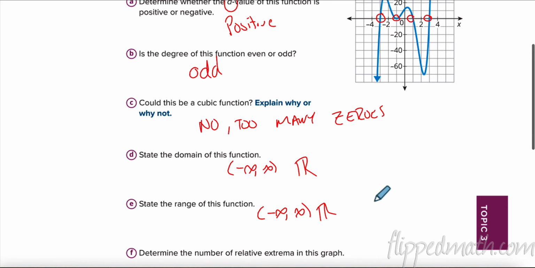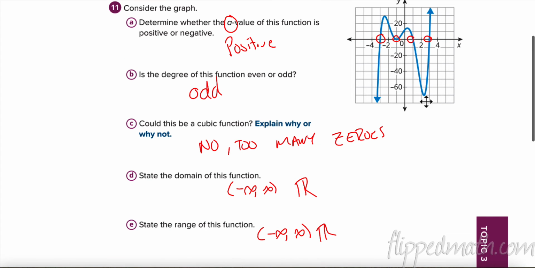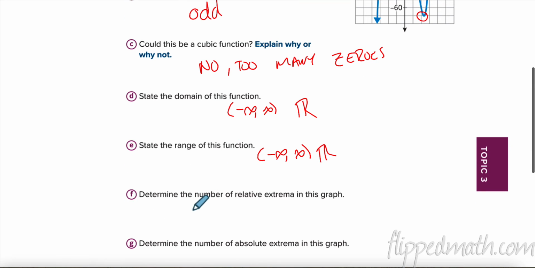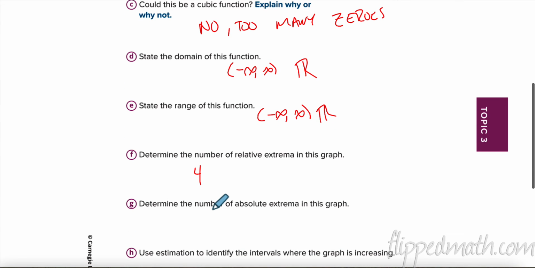All right, let's take a look at relative extrema. Determine the number of relative extrema. Well, are there any absolute extrema? No. So how many relative extrema? We got 1, 2, 3, 4 relative extrema. All right, that means if I add 1 to that, it's probably a 5th degree. It might not. Absolute, we said there were 0 absolute extrema.